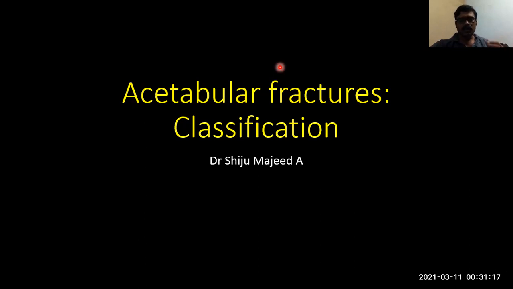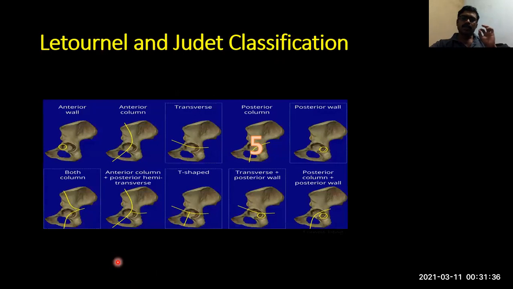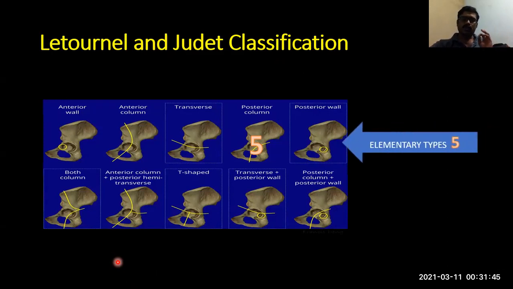But I am here to tell you that with a basic X-ray, you can classify these acetabular fractures more or less accurately if you know certain steps. The classical classification for the acetabular fractures is the Letournel and Judet classification. According to the Letournel and Judet classification, there are 10 types of acetabular fractures, of which 5 are elementary.